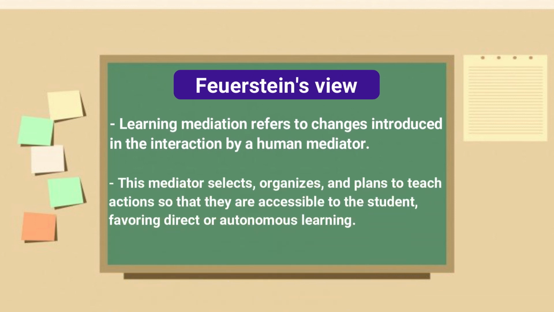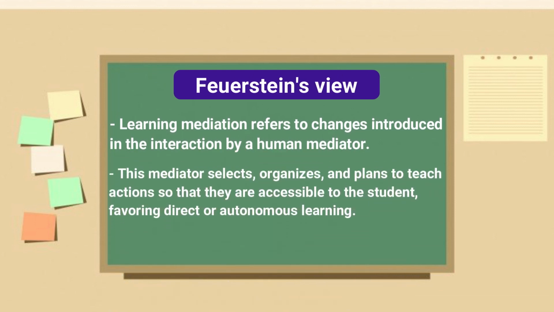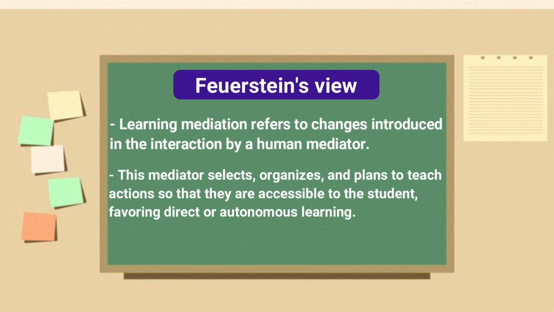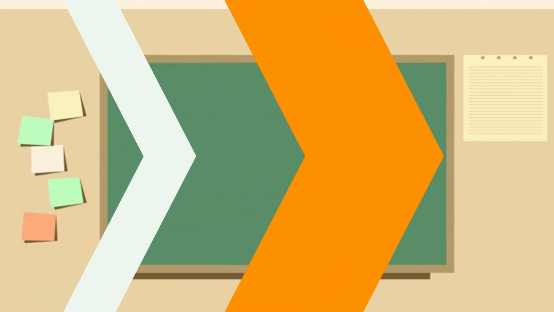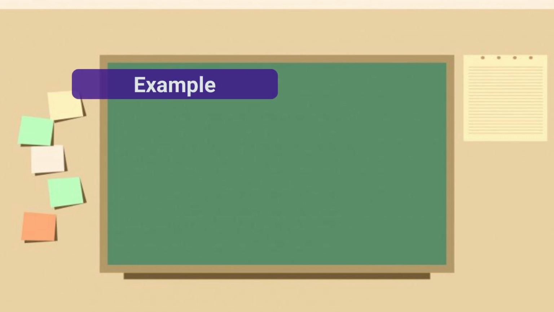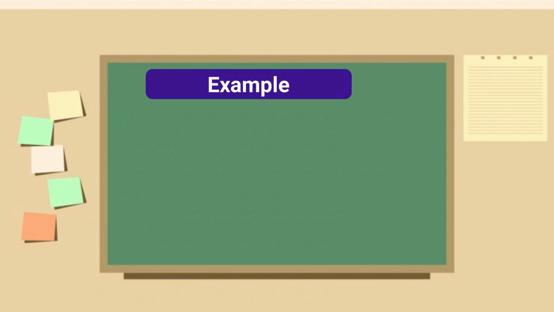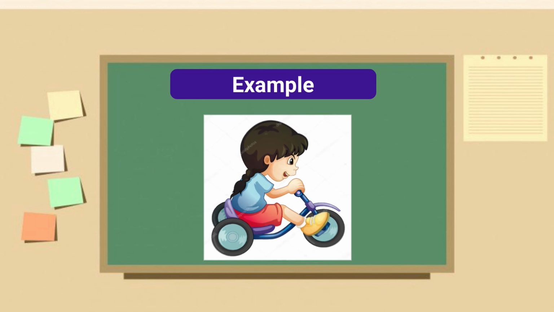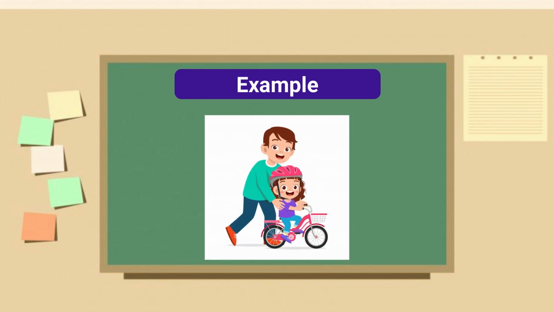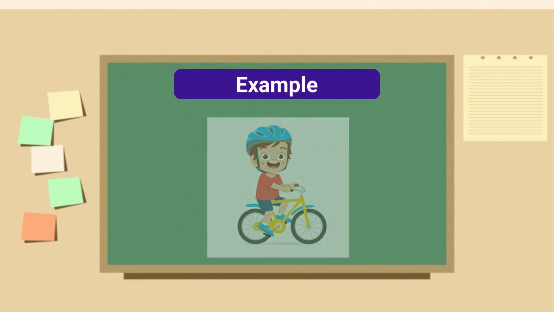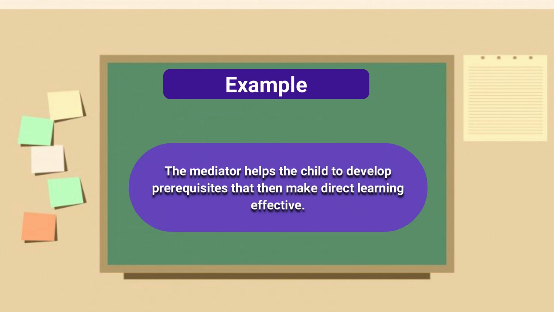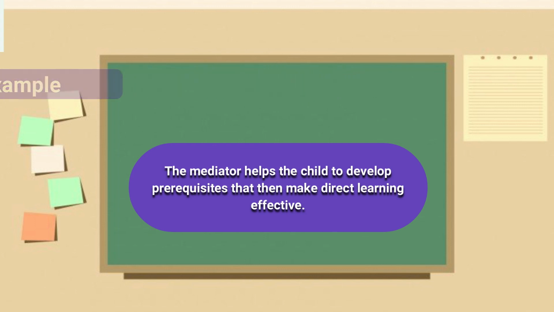On the other hand, Feuerstein's view of learning mediation refers to changes introduced in the interaction by a human mediator, a teacher, who selects, organizes, and plans to teach actions so that they are accessible to the recipient, in this case the student, favoring direct or autonomous learning. And an example of all of this is when we help children learn to ride a bicycle. First with training wheels, then as we hold the bicycle steady for them, and finally without any help, so that the child rides independently. So the mediator helps the child develop prerequisites that then make direct learning effective.